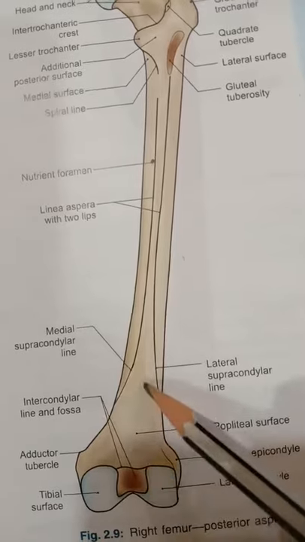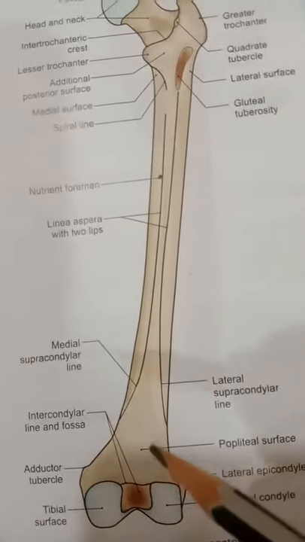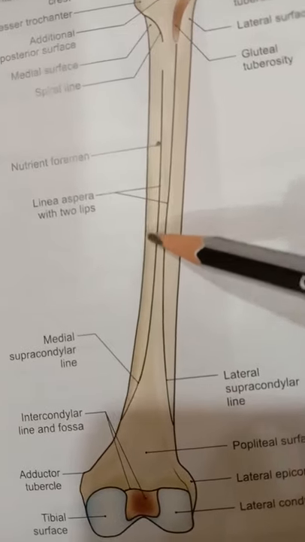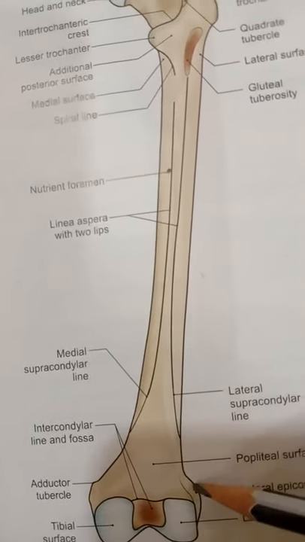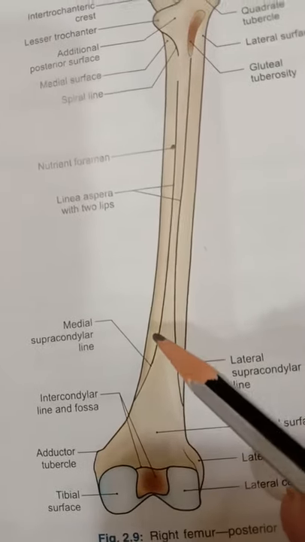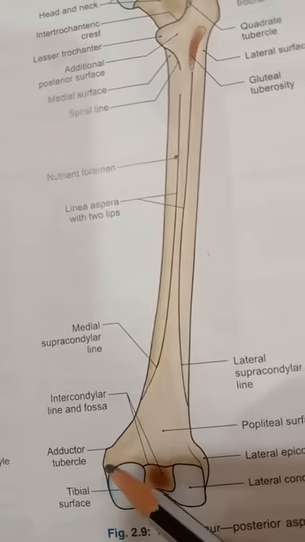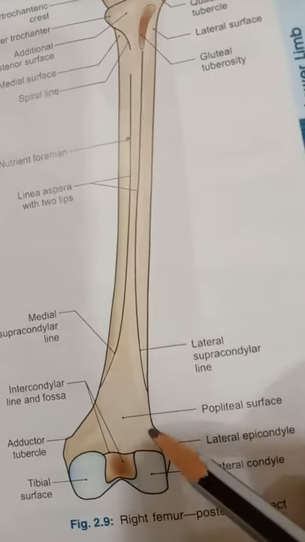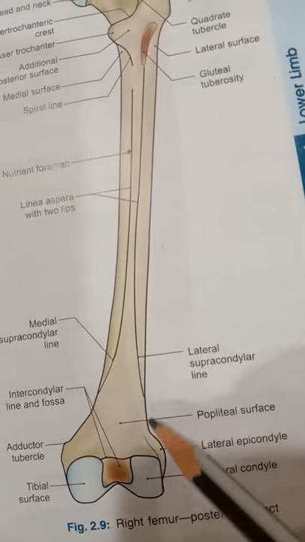the popliteal surface. Then it again has four borders: this is the medial border, this is the lateral border, this is the medial lip of the linea aspera, and this is the lateral lip of the linea aspera. The medial lip continues as the medial supracondylar ridge, and the lateral lip goes downwards and continues as the lateral supracondylar ridge.